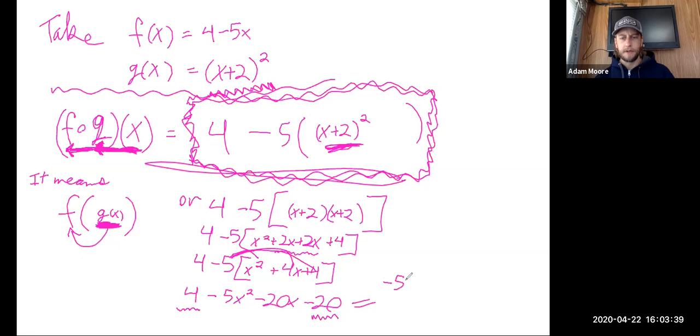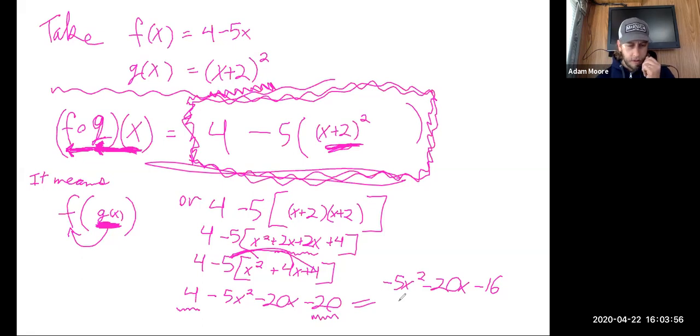It's a negative 5x squared. I'm going to minus 20x. And then what is the constant going to be? It's a 4, regular 4, and minus 20. Was that negative 16? Are we good there?